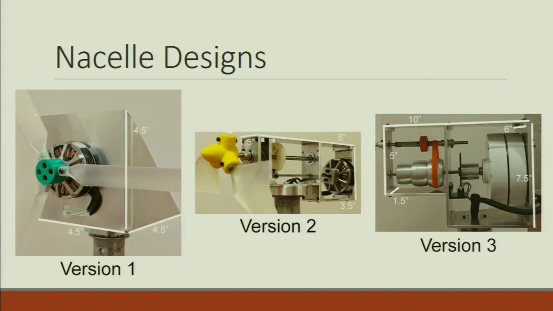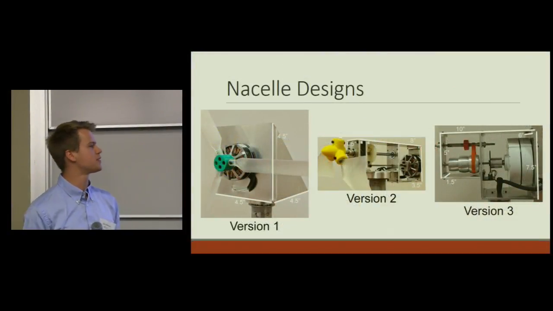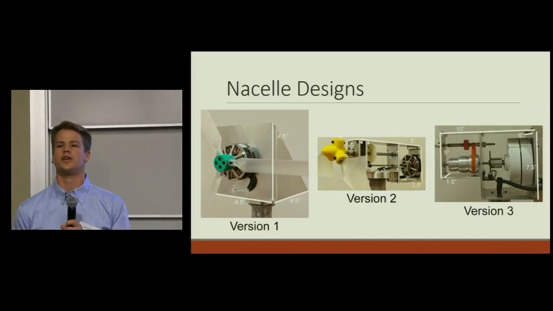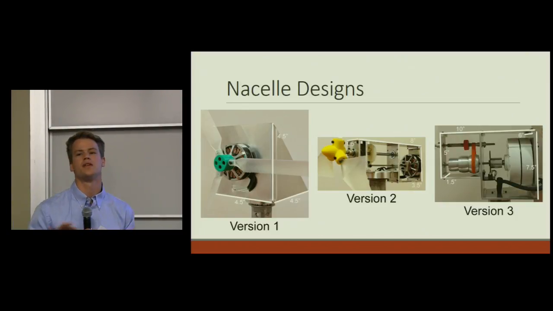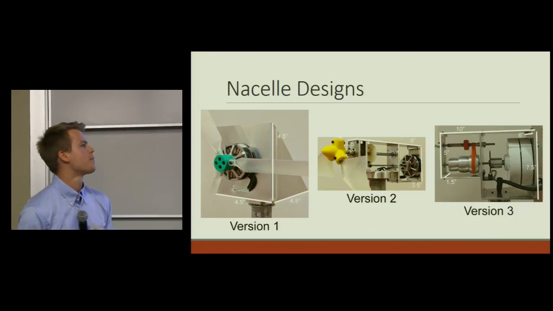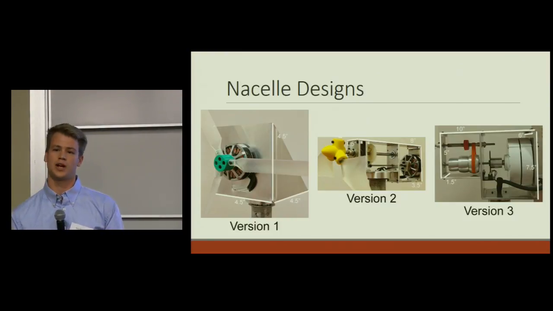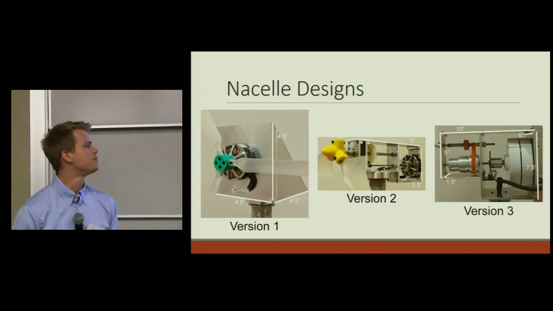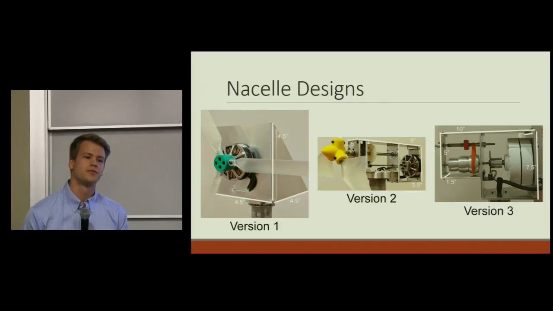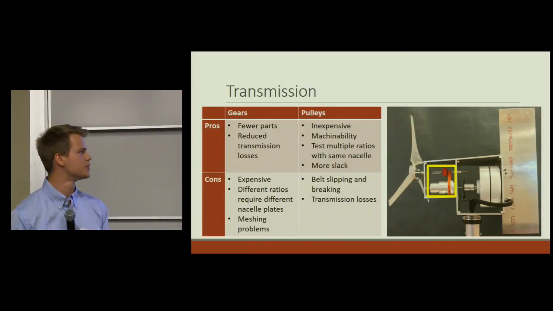You can also see we have a pulley system on this. That's because the blades want to rotate at a much higher speed than the generator. So this also allowed us to gear up the torque of the blades, which would help with our cut-in wind speed. We also went with a pulley system versus gears for several reasons.